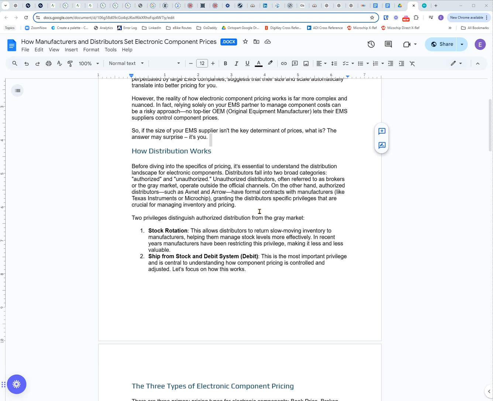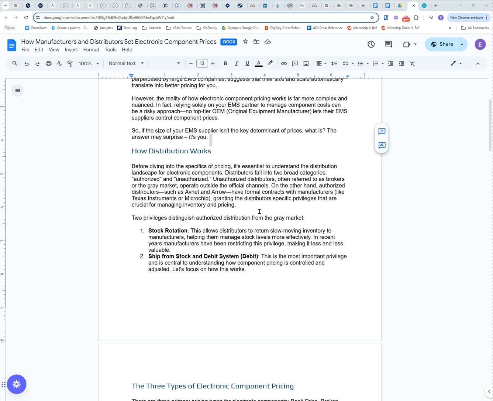So there are two primary privileges that distinguish an authorized distributor. The first is called stock rotation, and this allows the distributor to return slow-moving inventory to the manufacturer and exchange it for other inventory that they think might move quicker. Hence the idea that you're going to rotate your stock. In recent years, manufacturers have been less generous with this privilege, so it becomes less and less valuable, but it's still out there.